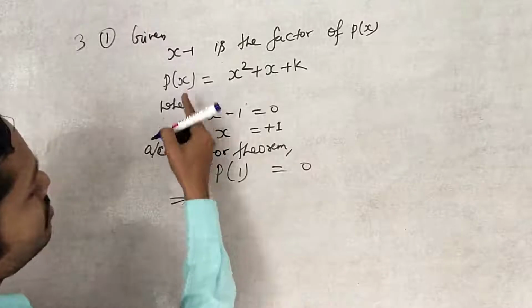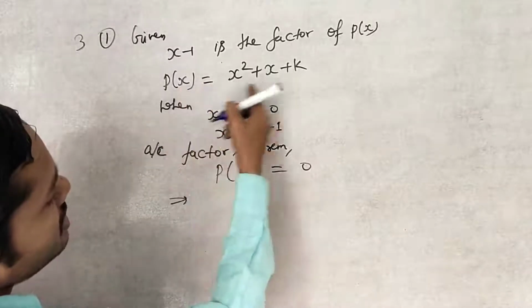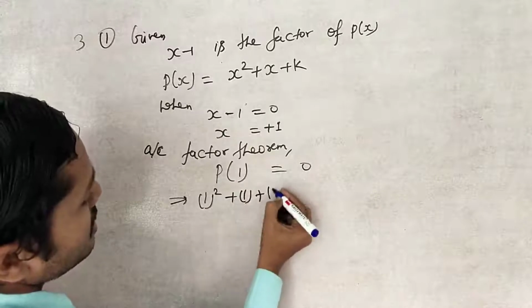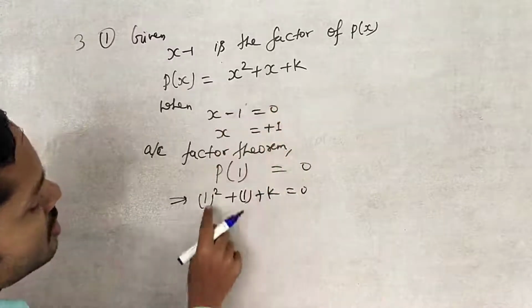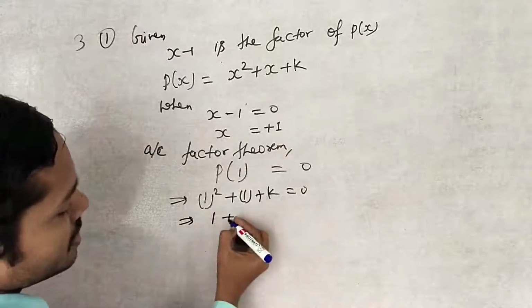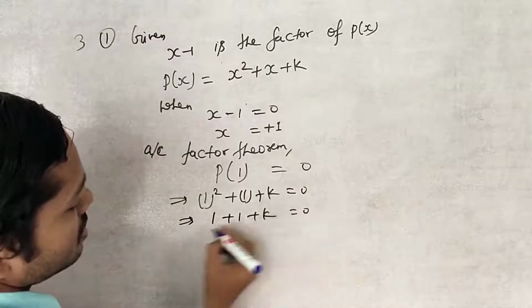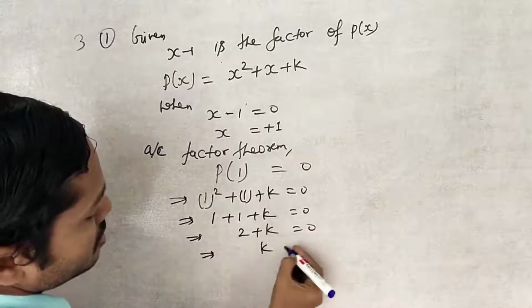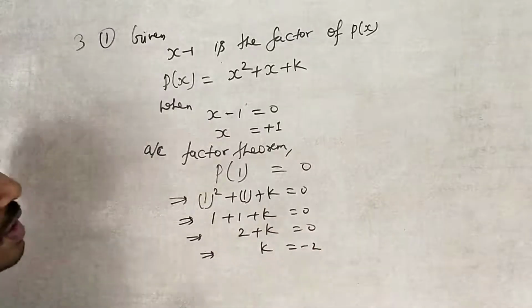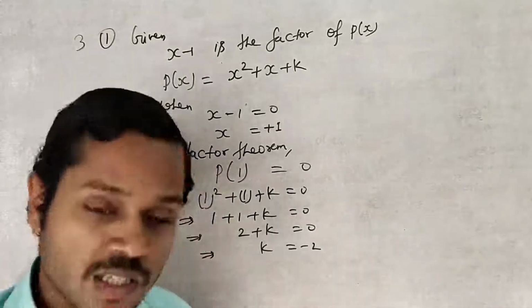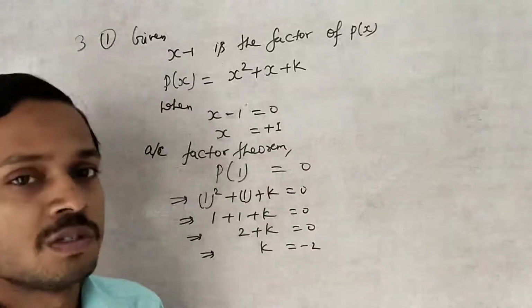Now look at p(1): 1 square plus 1 plus k is equal to 0. 1 plus 1 plus k is equal to 0, so 2 plus k is equal to 0, so k is equal to minus 2. Clear? According to this, one question is solved. How many questions are there? 4 questions are there. You can solve according to this process.